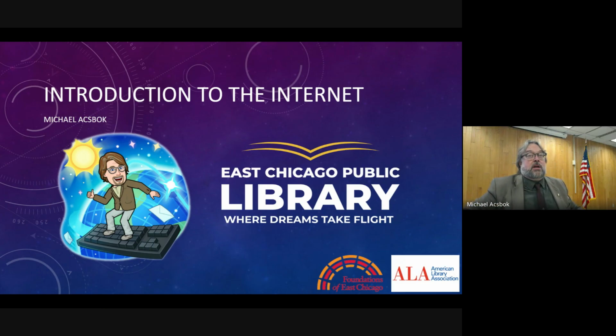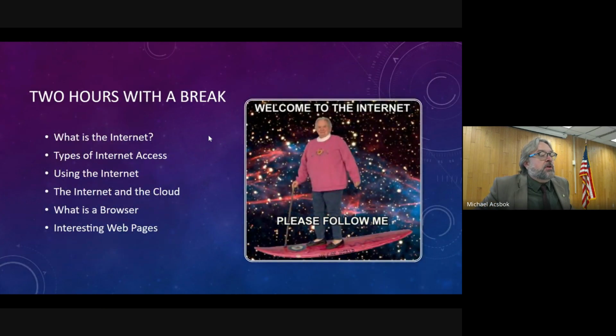We started talking about the internet last week, so let's get a little bit deeper into what the internet is, where it came from, how it works, and the pieces and parts that go with it, like where you can buy internet service, what a router is, stuff like that. We're going to talk about types of internet access, about actually using the internet and the cloud, and then at the end, what a browser is, and what web pages are and how they work.